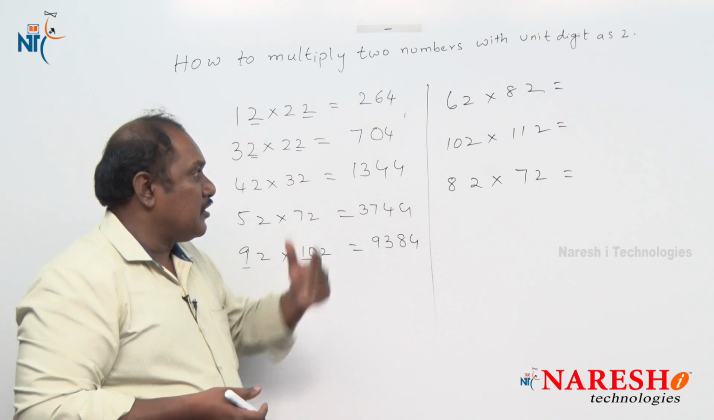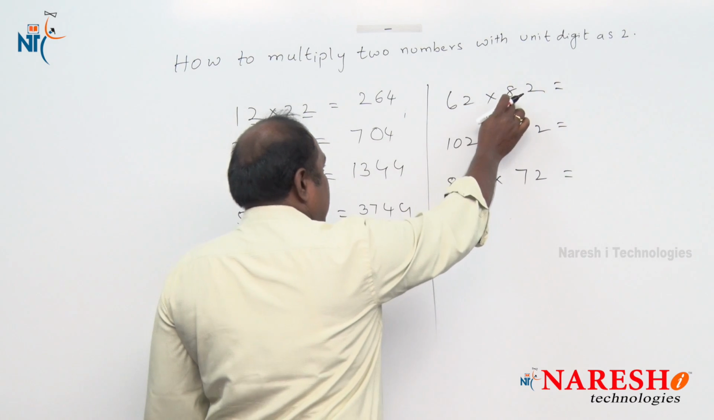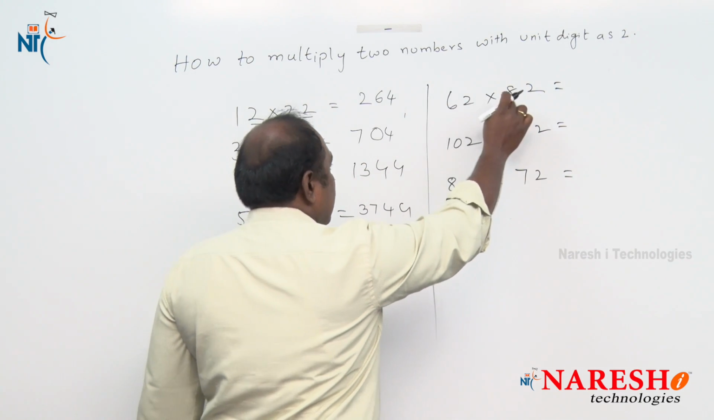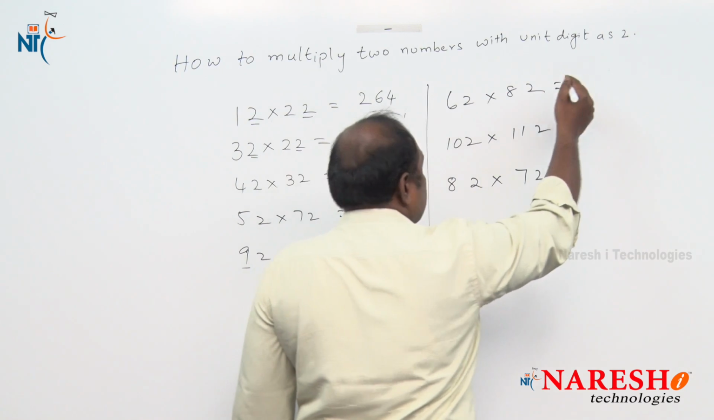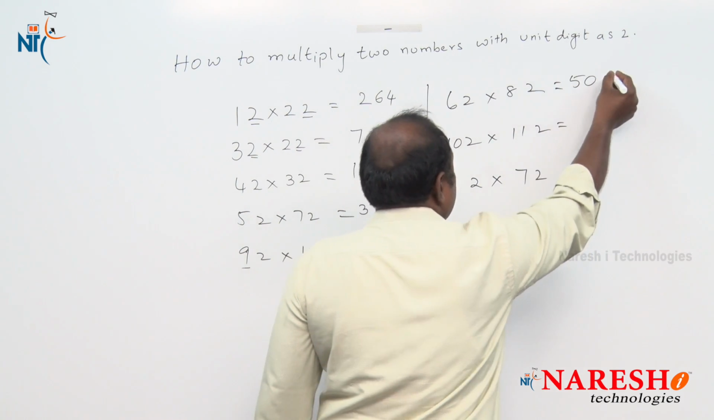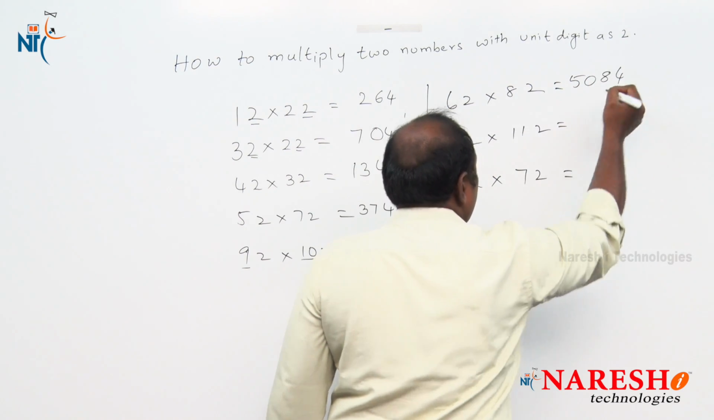Now looking into the solution. 6 plus 8 is 14 and when I double it, you get a carry of 2. So 6 into 8, 48 plus 2, 50. 6 plus 8 is 14 and when I double it, the unit digit is 8, 2 into 2, 4.